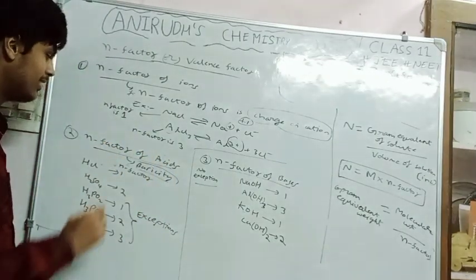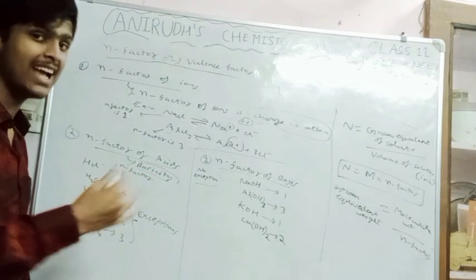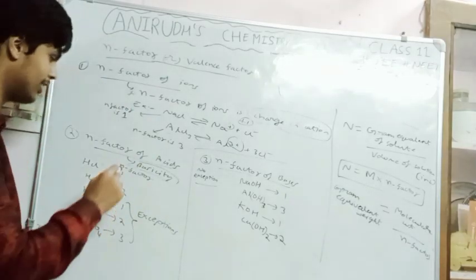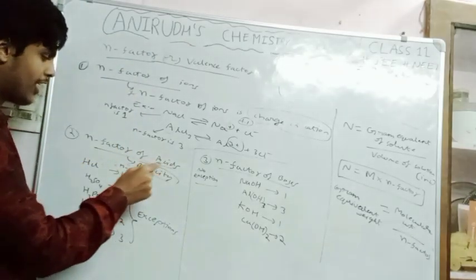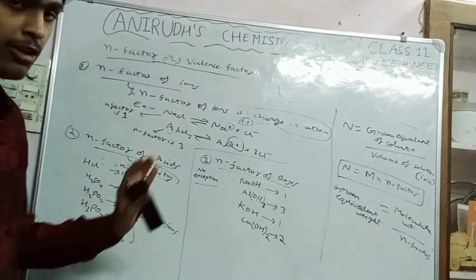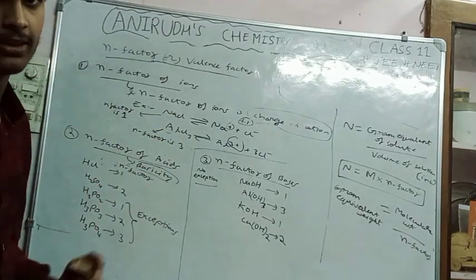So this is basicity. You need to understand the basicity, that is the n factor of acids. The n factor of acids is nothing but the basicity. For acids you will have basicity. For bases you will have acidity. It's reverse. These are the exceptions. Except these, for all of them, the number of hydrogens is the n factor.